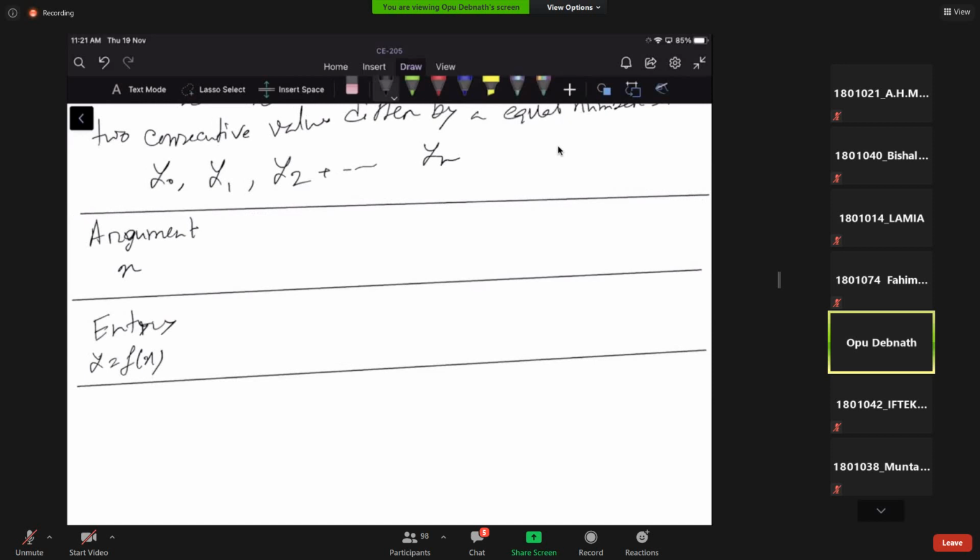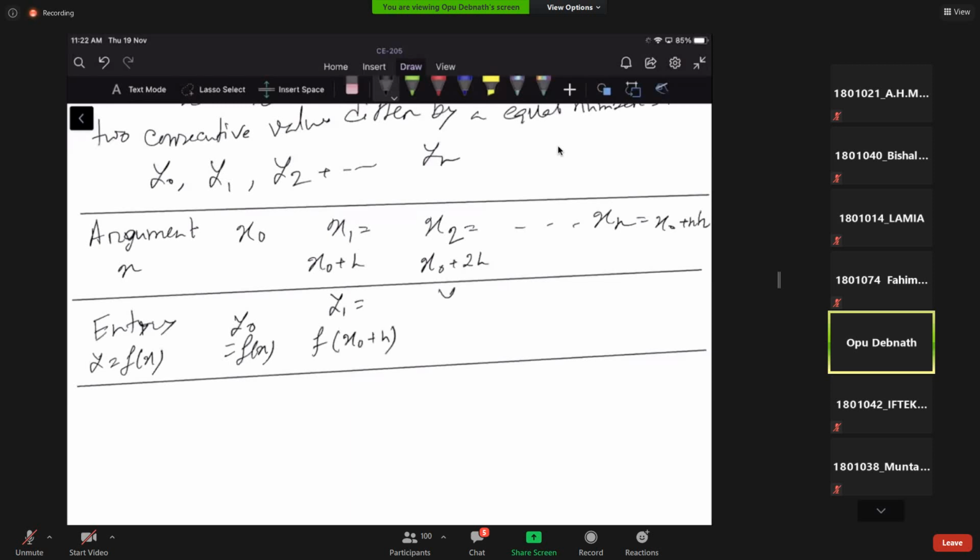So we will represent this in tabular form. The first is x0, the second is x1, x2, and so on up to xn. So x1 is x0 plus h, x2 is x0 plus 2h, and the last is x0 plus nh. And the corresponding y: y0 is equal to f of x0, y1 is f of x0 plus h, similarly y2 is f of x0 plus 2h, up to f of x0 plus nh.